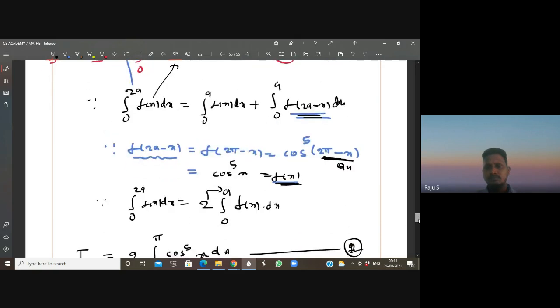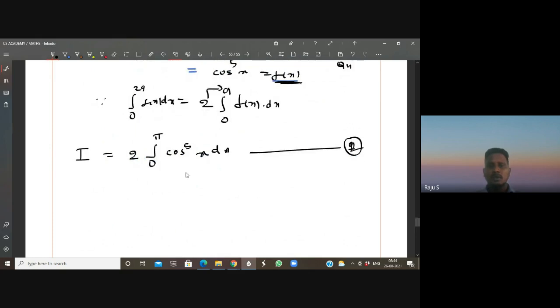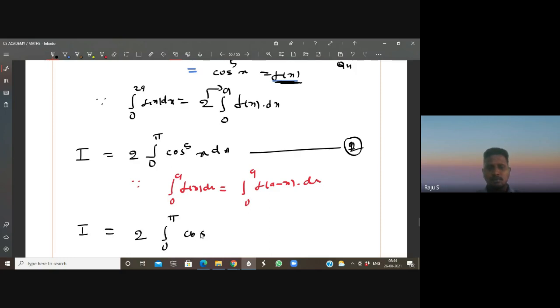Equation 2. After applying the property 0 to 2a, we got 2 times integral 0 to a of f of x dx. Now I am going to apply property 4, that is integral 0 to a of f of x dx is equal to integral 0 to a of f of a minus x dx. Got it, students? So now it will become 2 times integral 0 to pi of cos to the power of 5 of (pi minus x) dx.